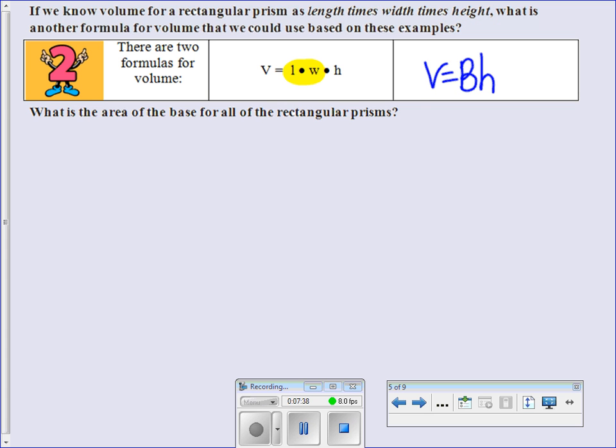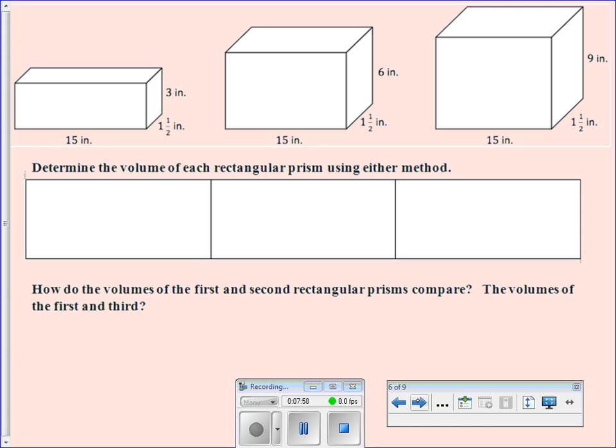So that is another formula for volume. Take the area of the base, multiply it by the height. That works for every single three-dimensional figure. As long as you can find the area of the base, then just multiply it by the height and you have the volume. So now let's use our new formula to find the volume of each rectangular prism.